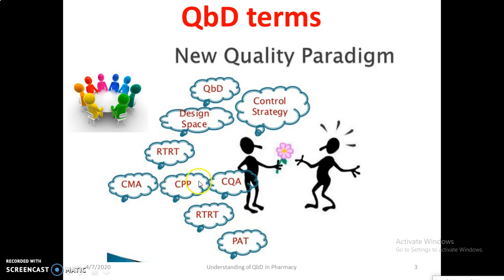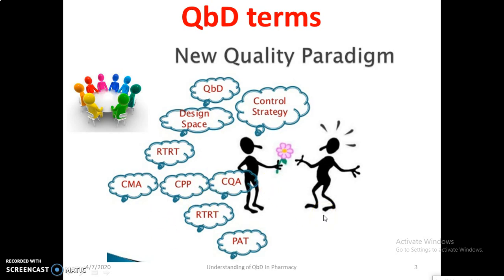Now what is CPP? CPP is called critical process parameter. It is nothing but the parameter which is monitored before or in process that influences the impurity, appearance, yield of the final product, and strength. That is very important. That directly impacts your product quality.